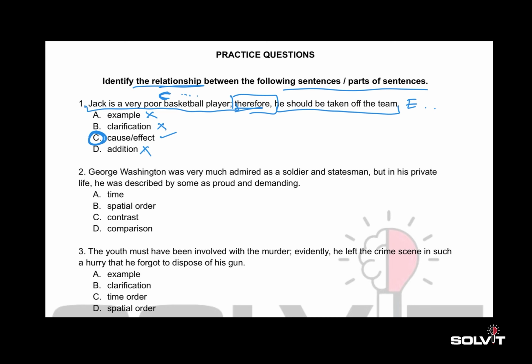George Washington was very much admired as a soldier and statesman, but in his private life, he was described by some as proud and demanding.